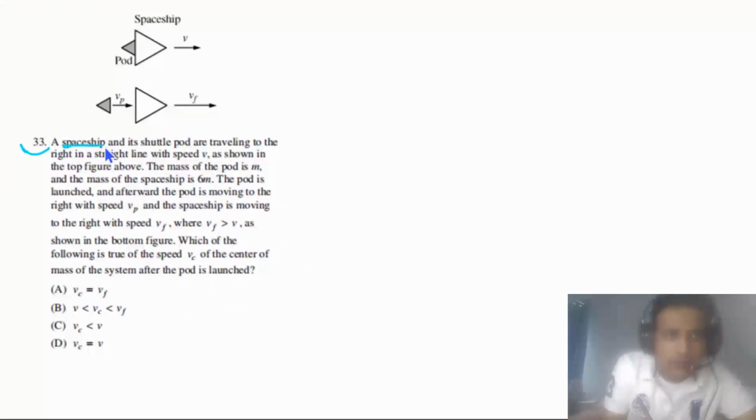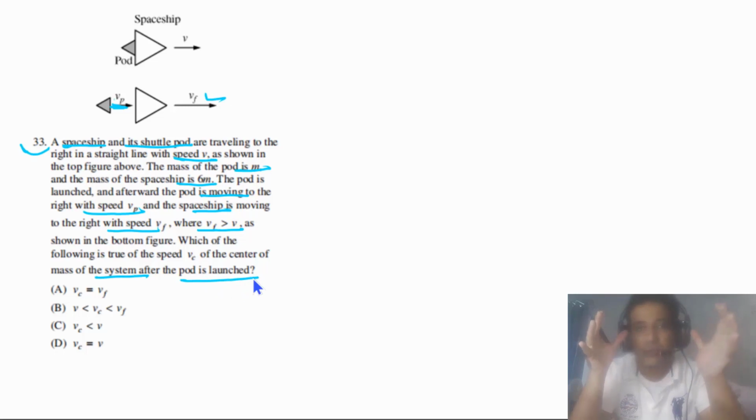Question says, a spaceship and its shuttle pod are traveling to the right in a straight line with speed v as shown in the top figure above. The mass of the pod is m and the mass of the spaceship is 6m. The pod is launched and afterward the pod is moving to the right with speed vp, and the spaceship is moving to the right with speed vf, where vf is greater than v. As shown in the bottom figure, which of the following is true of the speed vc of the center of mass of the system after the pod is launched?